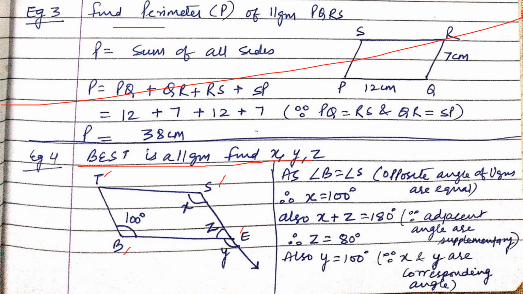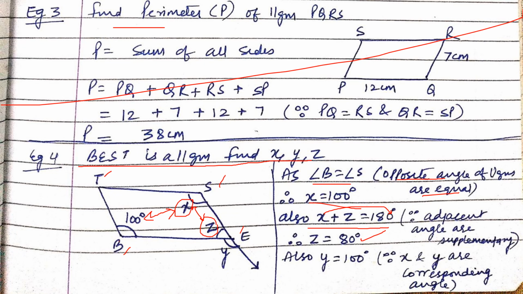Now see, how will you find angle x? If this is a parallelogram, can't you say that these two are opposite to each other? So we can say angle B equals angle S because of this property. So x equals how much? 100 degrees. After obtaining x, what can you say about z? They both are adjacent angles and we know adjacent angles are supplementary. So x plus z equals 180. Putting the value of x as 100 and taking it to the right side, it becomes 180 minus 100. So z comes as 80 degrees.